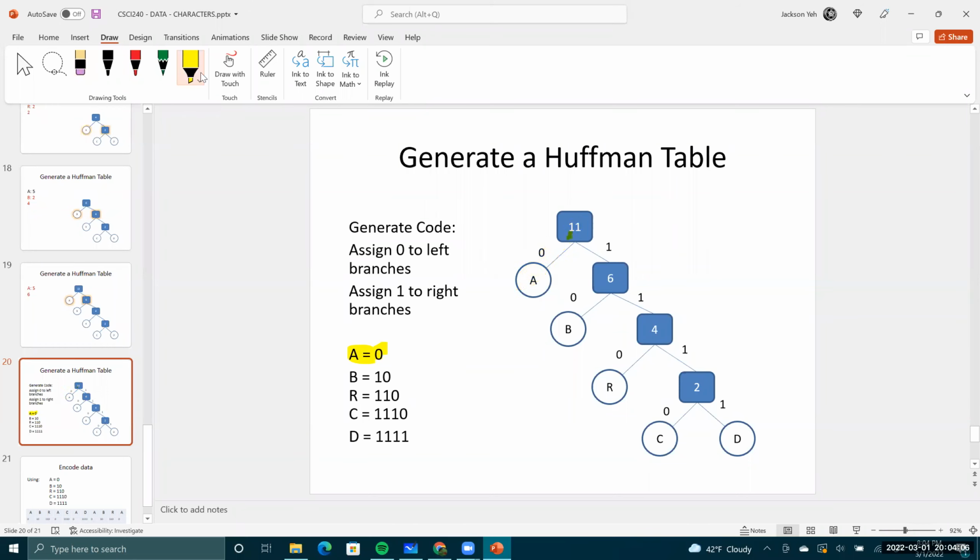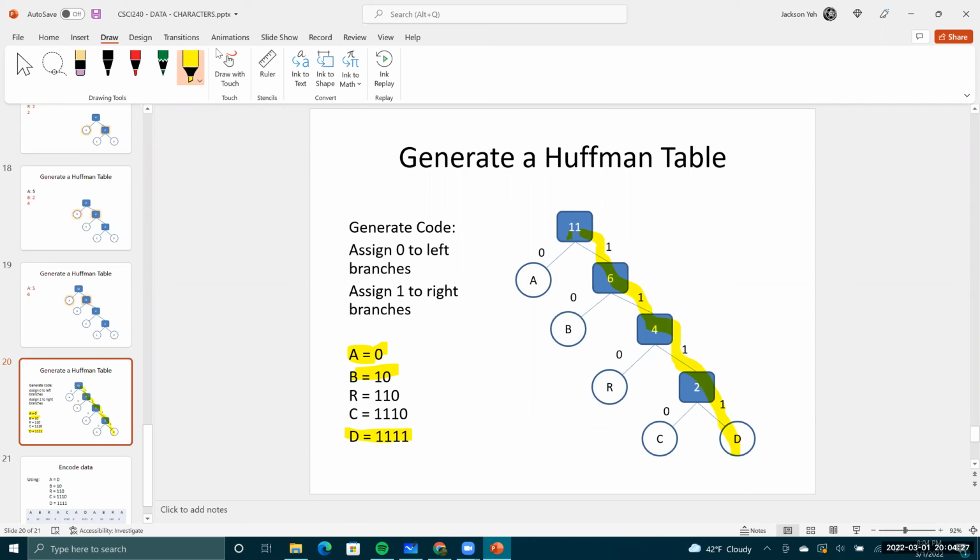Now to get B, we start from the top, it goes 1, 0, gets to B. So B is 1, 0. Notice that by doing this, I'll do it for each letter. Let's say to get to D, it would be 1, 1, 1, 1 to get to D. And that's why D is 1, 1, 1.